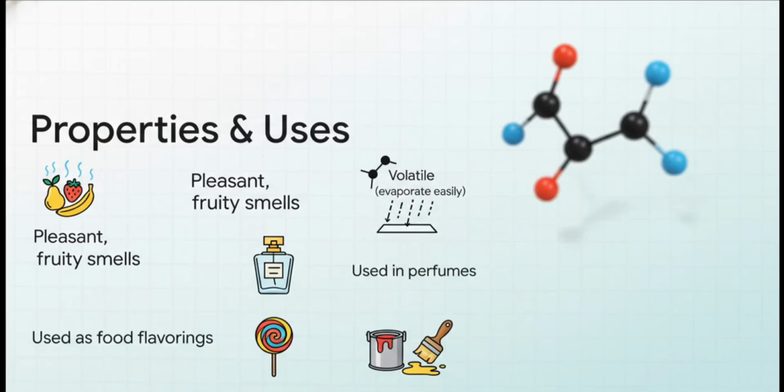So what's the big deal about esters anyway? Well, they are basically the molecules of smell and flavor. They're what give fruits and flowers their amazing scents. And because they're volatile, which just means they evaporate easily so they can get up our noses, they are perfect for things like perfumes, food flavorings, and even as industrial solvents.